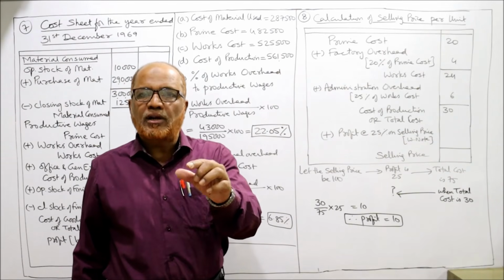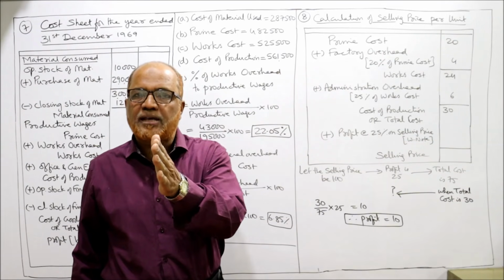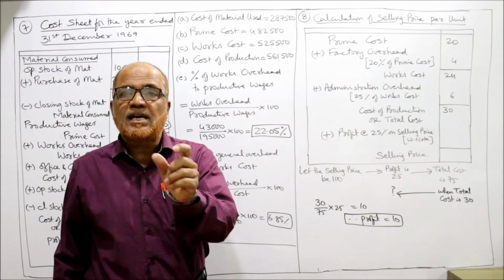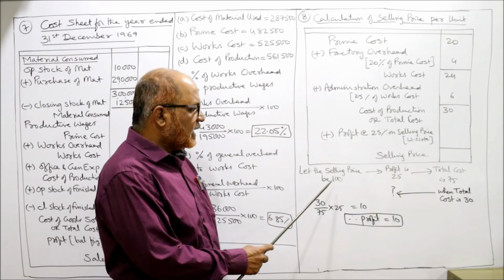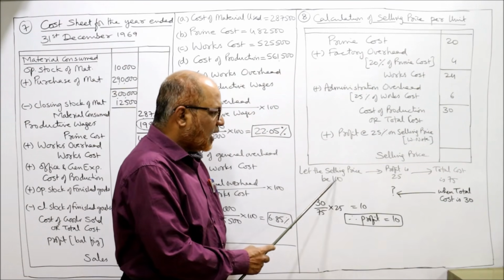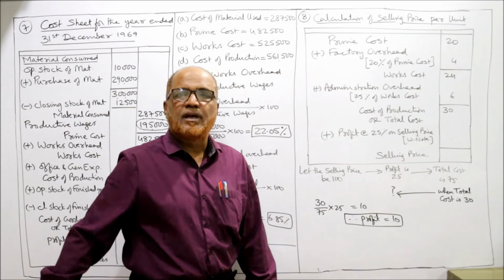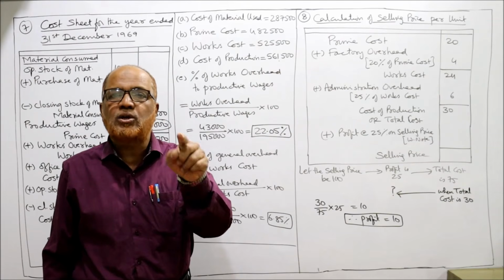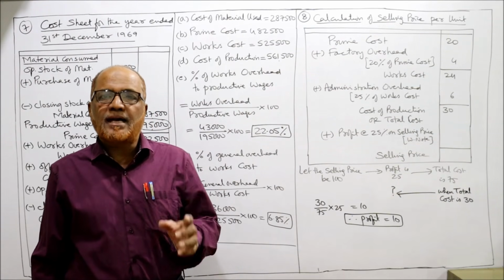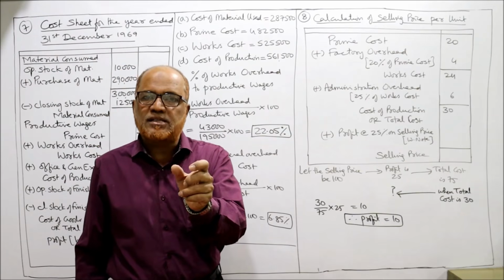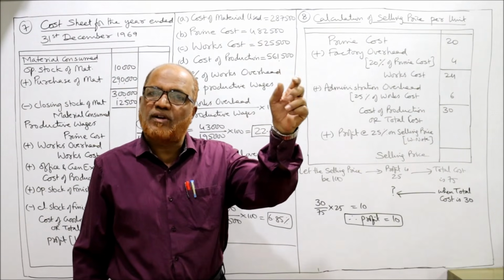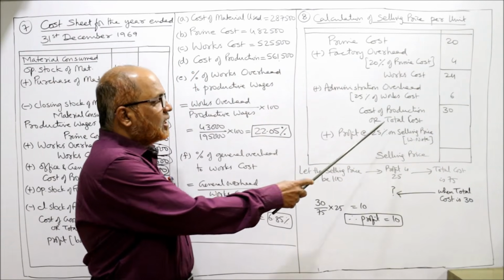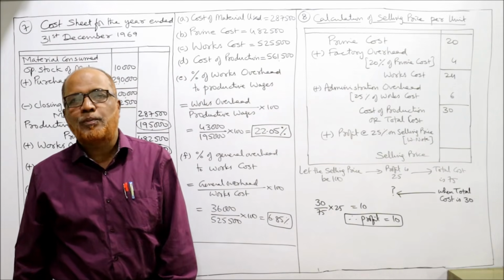So according to our assumption, if 100 rupees is the selling price, 25 rupees is the profit, then total cost will be sales minus profit. So selling price 100, profit 25. So 100 minus 25, 75. 75 rupees is the total cost. We got an equation according to our assumption: if 100 rupees is the selling price, then 25 rupees is the profit and 75 rupees is the total cost. But what is our actual total cost? Here actual total cost is 30 rupees.